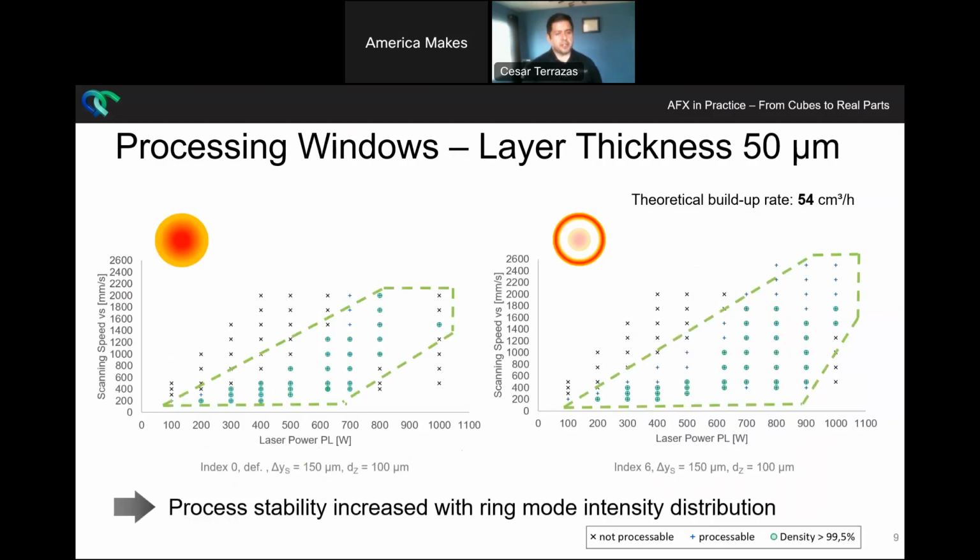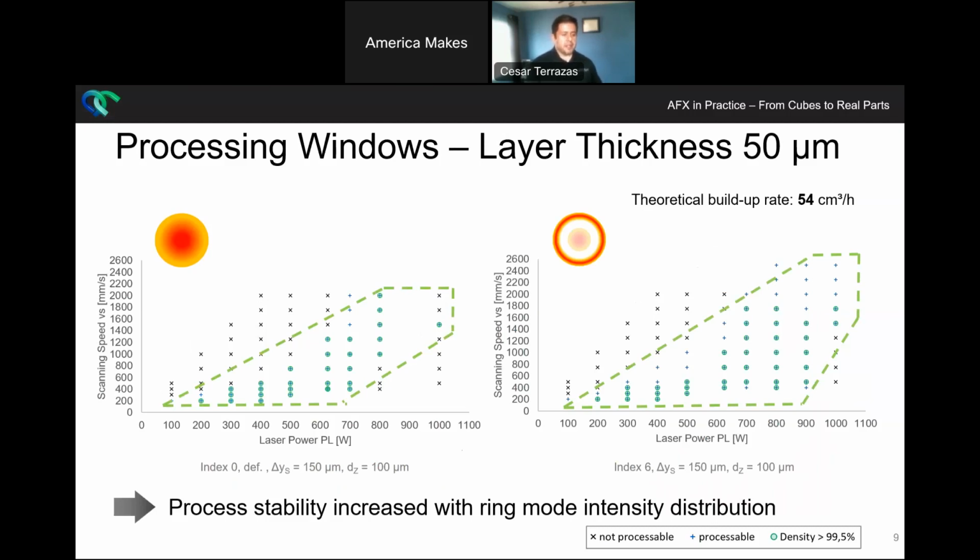All right. So the first thing that the team noticed when they did this research is that for a layer thickness of 50 microns, and again, just comparing, for instance, as you see in the slides, index 0 on the left and index 6 on the right, you can see that the process stability gets really good. There are a lot of processing parameters that can be used, and essentially result in densities in excess of 99.5%.